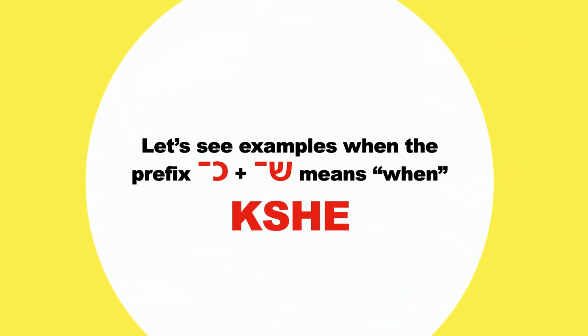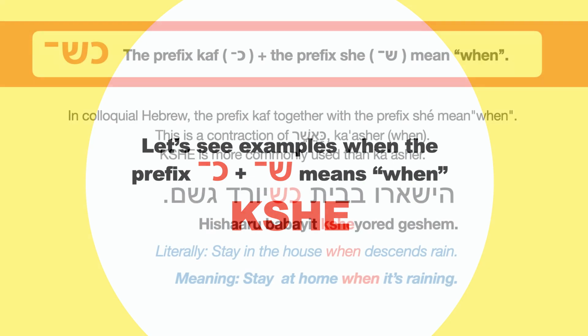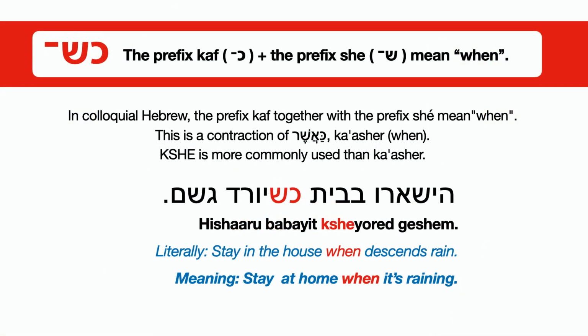Okay, now let's see examples when the prefix kaf is combined with the prefix she, and that is pronounced as kshe. And that means when, in reference to a circumstance. Okay, so kshe, that's kaf plus she. So the prefix kaf and the prefix she combined would mean when.